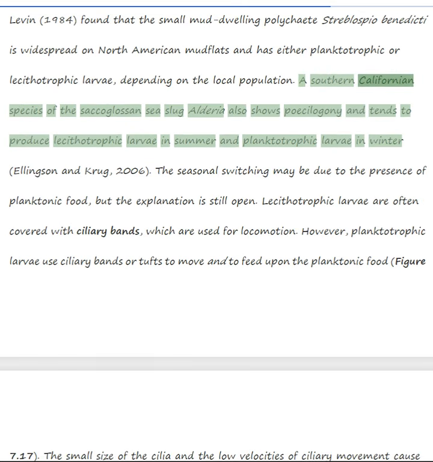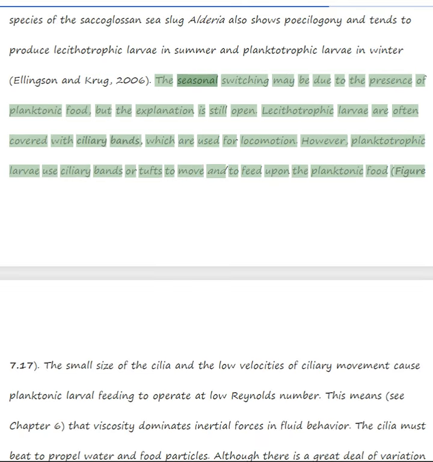A southern Californian species of the sacoglossan sea slug Alderia also shows poecilogony and tends to produce lecithotrophic larvae in summer and planktotrophic larvae in winter. The seasonal switching may be due to the presence of planktonic food, but the explanation is still open. Lecithotrophic larvae are often covered with ciliary bands, which are used for locomotion. However, planktotrophic larvae use ciliary bands or tufts to move and to feed upon the planktonic food.